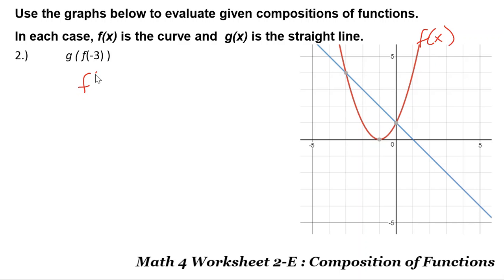So if x is -3, -1, -2, -3, that's where the f curve is at -3, and that is at 4. And we're going to take that 4 and plug it into the g curve.